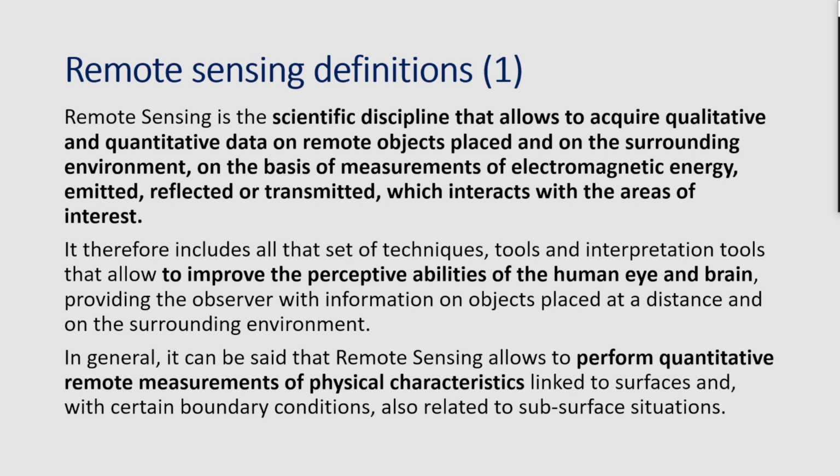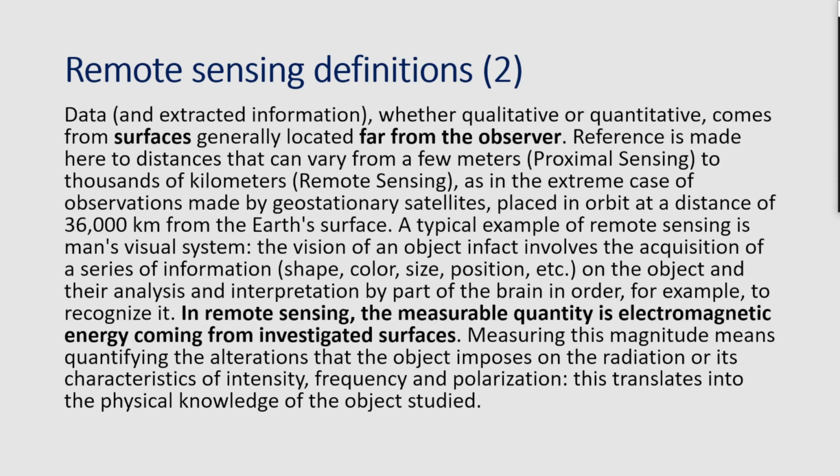It therefore includes all that set of techniques, tools, and interpretation tools that allow one to improve the perceptive abilities of the human eye and brain, providing the observer with information on objects placed at a distance and on the surrounding environment. In general, it can be said that remote sensing allows one to perform quantitative remote measurements of physical characteristics linked to surfaces and, with certain boundary conditions, also related to subsurface situations.